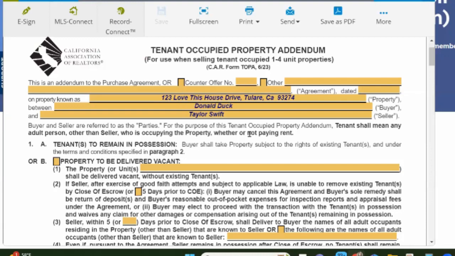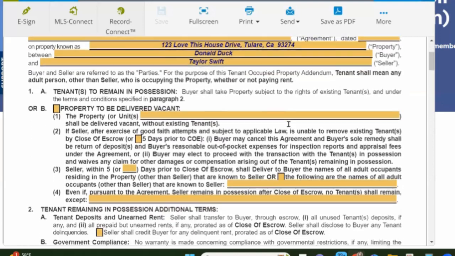So there's a box on the purchase agreement that gets marked when it's a tenant occupied property, and then this addendum would get added. So this is for 1 to 4 unit properties. And let's see. So it's an addendum to the purchase agreement or counter offer. We've got all the same information in the top.